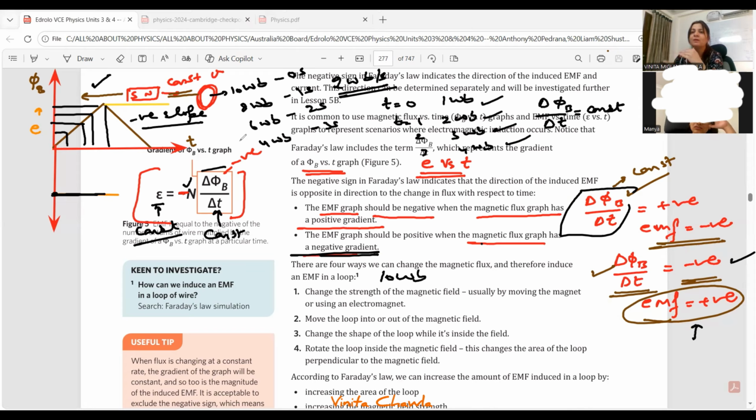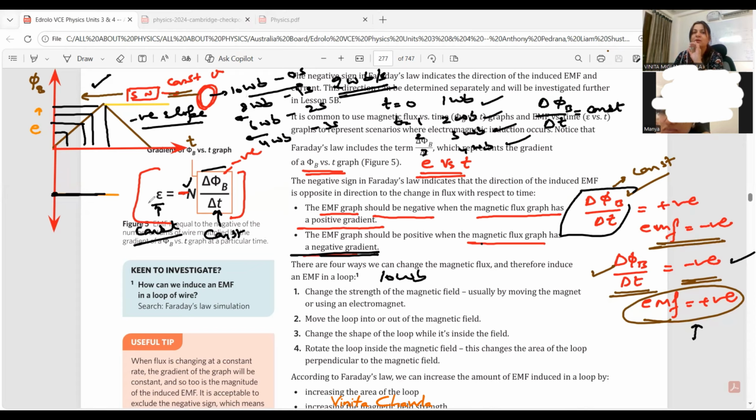Your phi b is decreasing with time, right, from 10 to 8 to 6 to 4. But del phi b by del t will remain constant. Because every time, if you take this interval, 8 minus 10 upon 1 minus 0, you'll get 2 Weber per second. Every time it is decreasing by 2 Weber per second. Here also 2 Weber per second. Here also 2 Weber per second. So del phi b by del t is constant. Phi b is decreasing, but del phi b by del t is a constant 2 Weber per second.